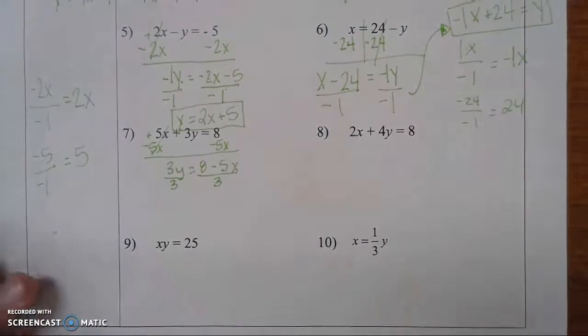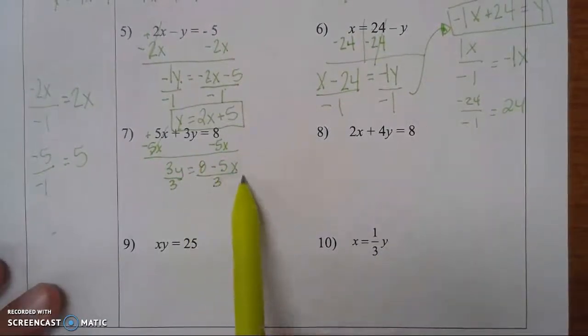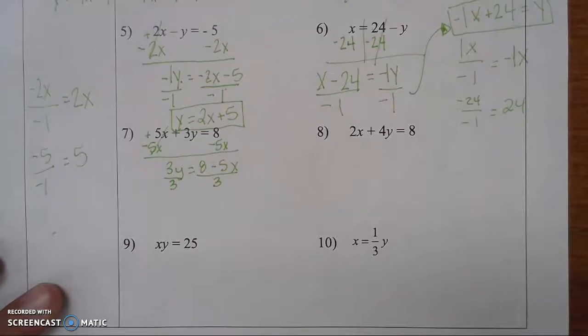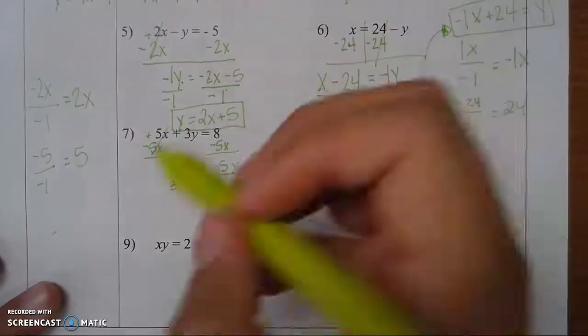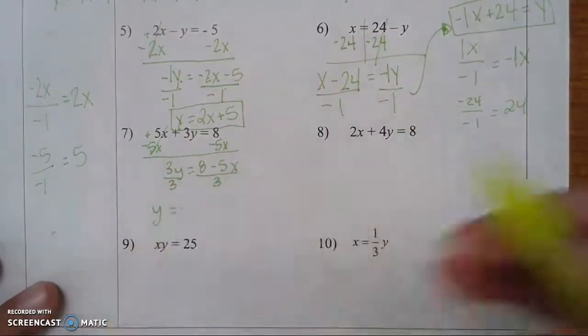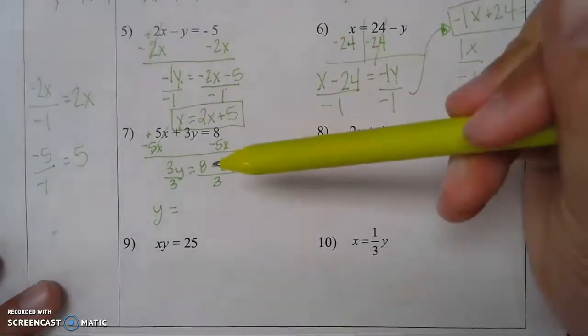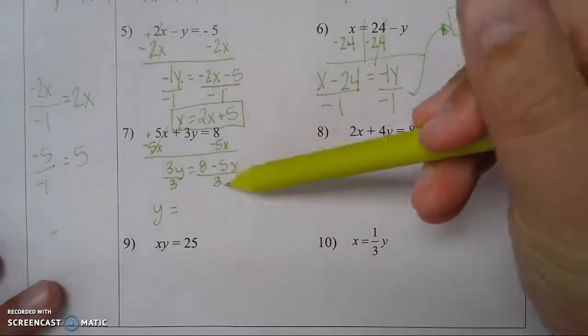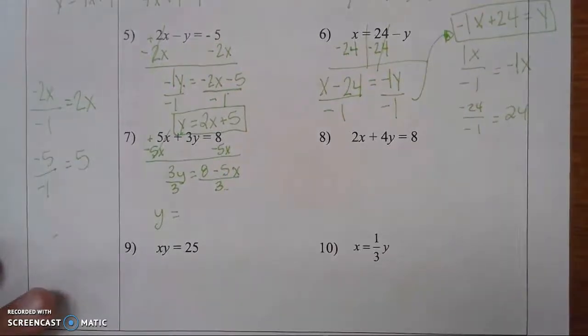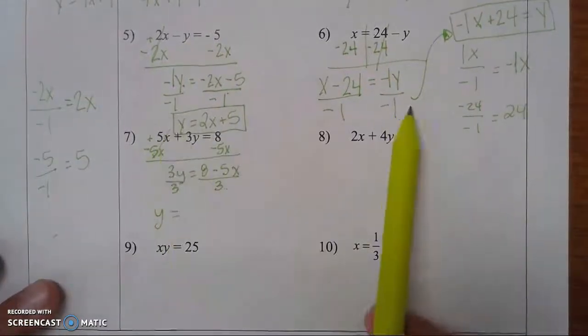And remember, when you divide by 3, you need to divide by 3 on the entire thing over here, okay? So my 3's will cancel. I'll be left with y equals. And then notice if I were to take 8 divided by 3 and 5 divided by 3, I won't get a whole number like I did for 5 and 6.